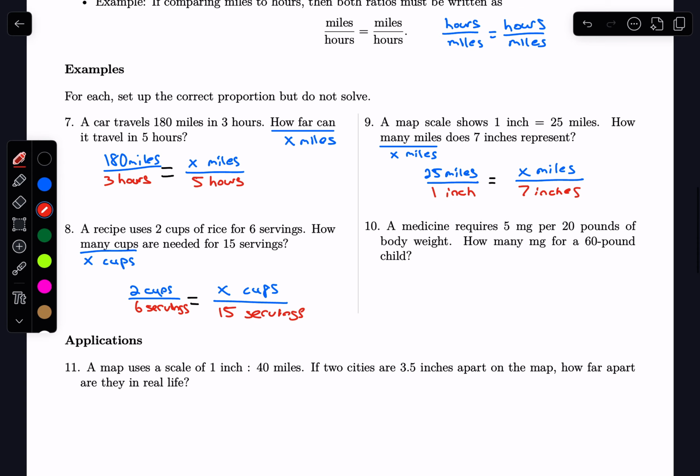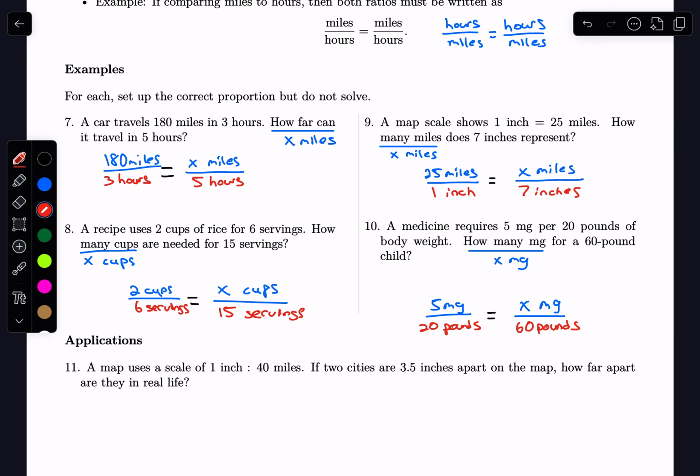Number 10, a medicine requires 5 milligrams per 20 pounds of body weight. How many milligrams for a 60-pound child? So it says how many milligrams. So I'm going to write x milligrams, x mg. And I'm going to write a fraction that has x mg on top and the corresponding weight, 60 pounds in this case, on bottom. So then on the other side, I just need to write a fraction that uses the units in the same place. So I have 5 milligrams per 20 pounds. So I'm going to write 5 mg on top and 20 pounds on bottom. So the key to the setup is just make sure your units match on both sides.